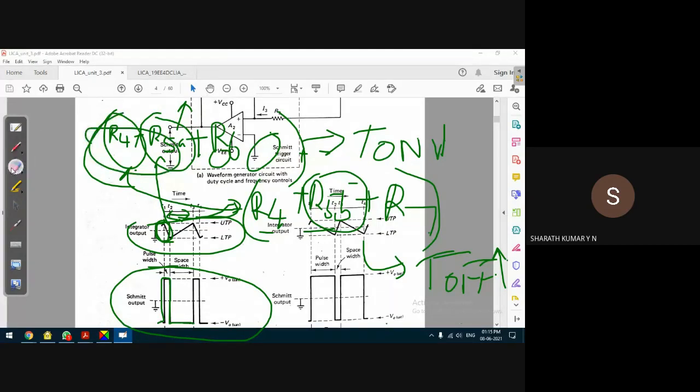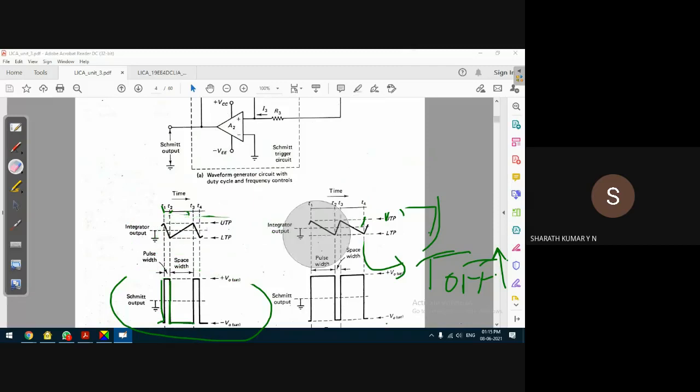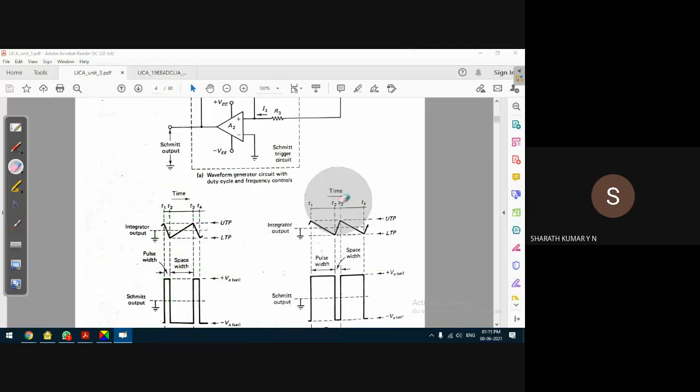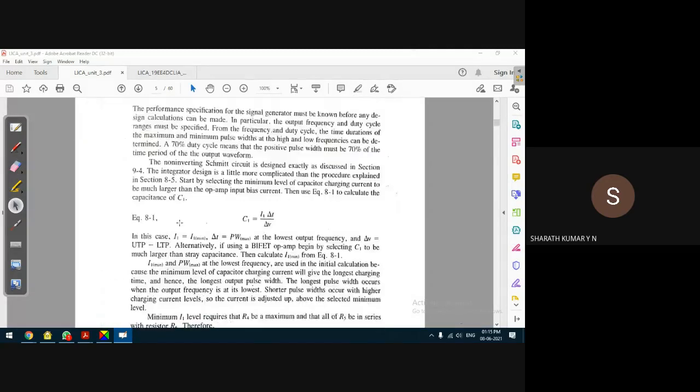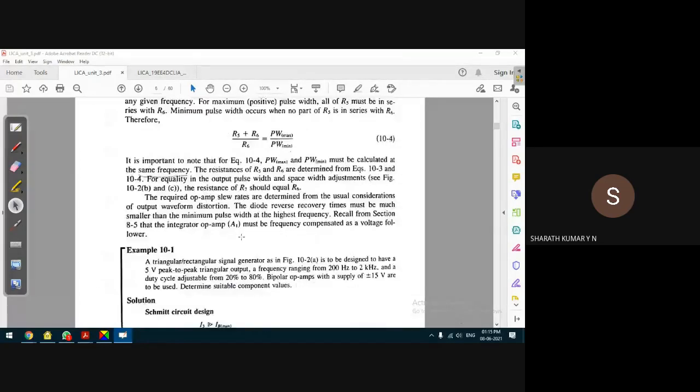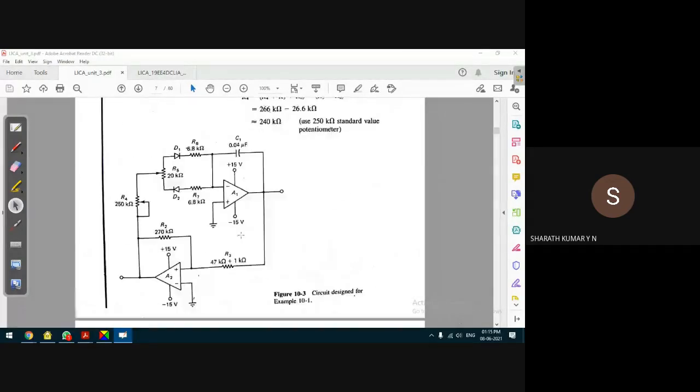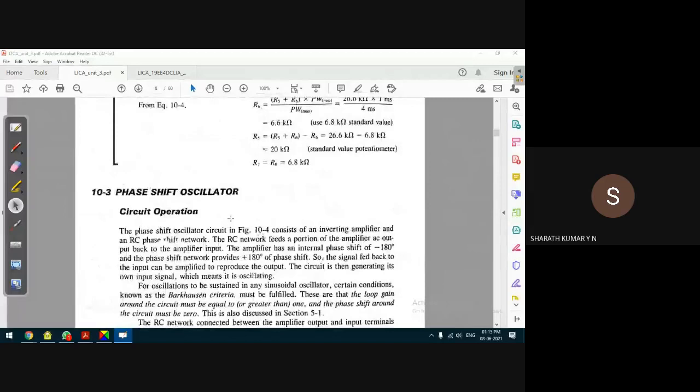Time is up now. In the next class, we'll discuss the design part of this circuit, and we'll also discuss one numerical problem. We'll continue the discussion on the waveform generator.